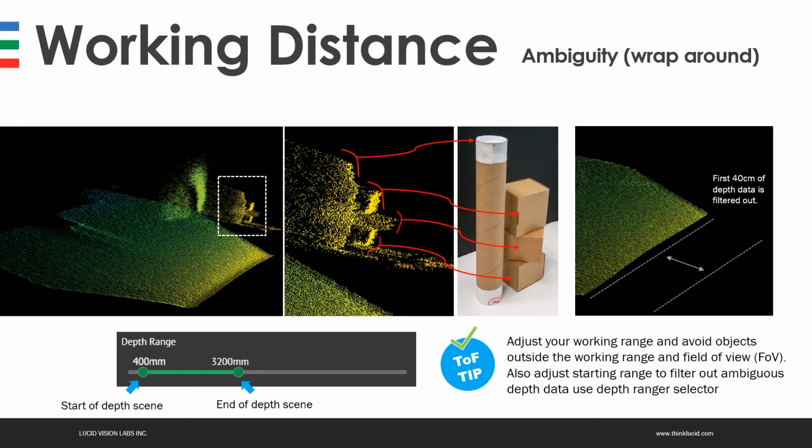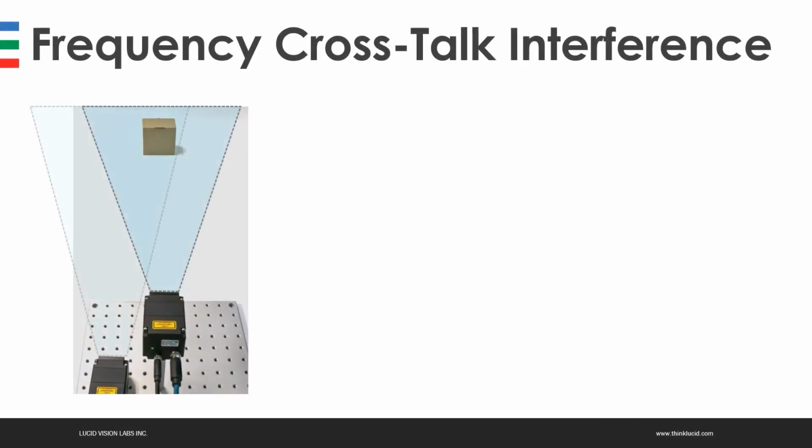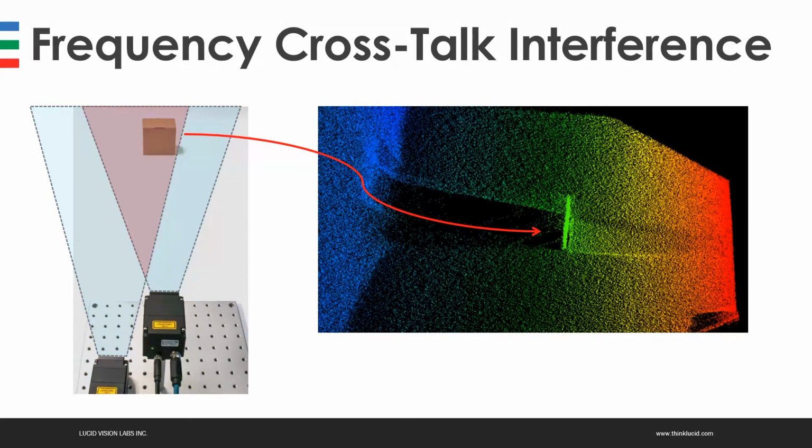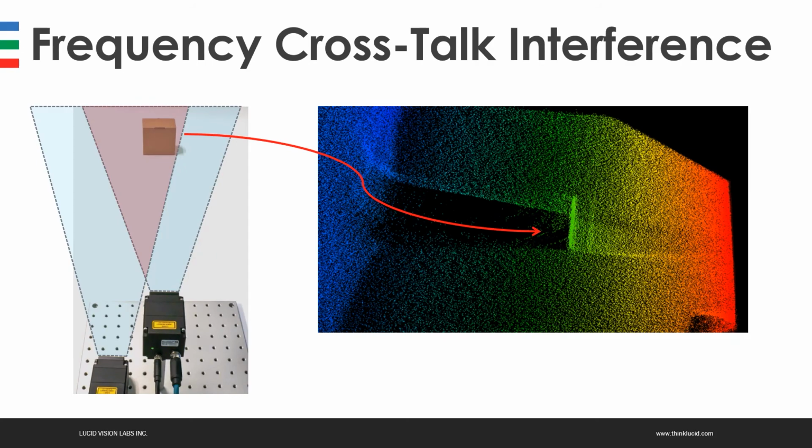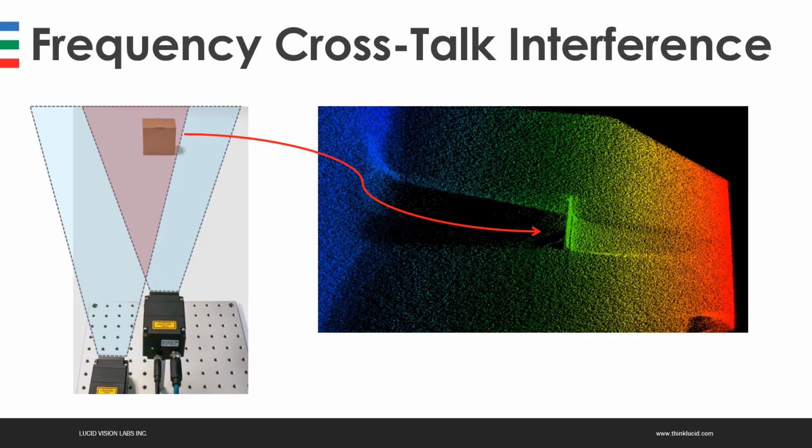One last issue we need to be aware of is frequency crosstalk interference. When you have 2 or more ToF cameras with intersecting fields of view, and if they're on the same frequency, they can interfere with each other. For example, we have 2 Helioses placed right next to each other. This type of interference can result in a sort of pulsating point cloud during real-time streaming. Basically, you'll be getting inconsistent depth results from frame to frame.